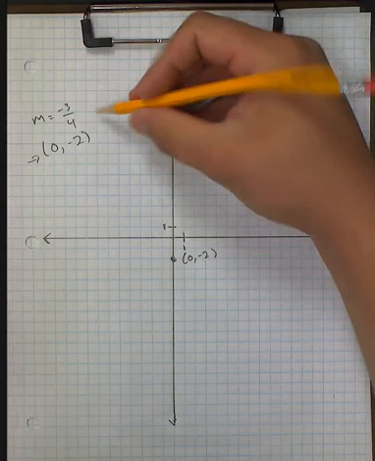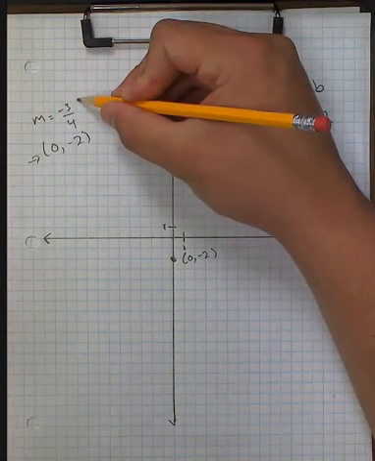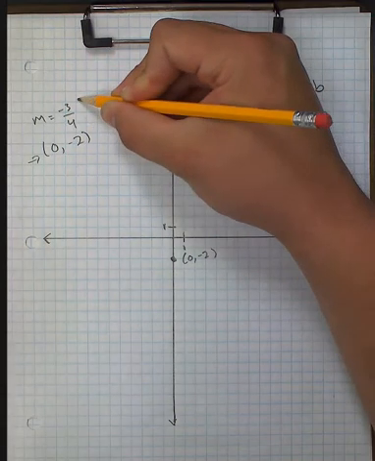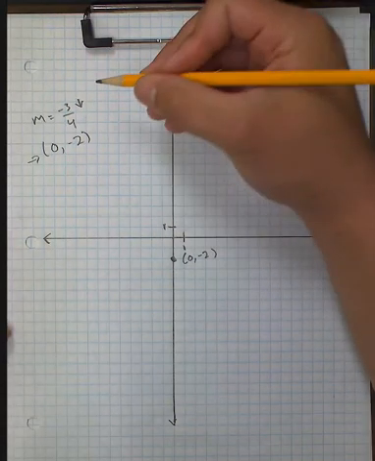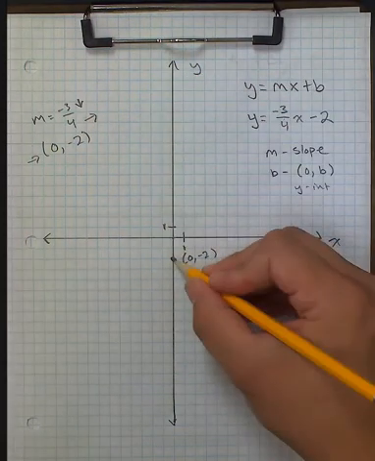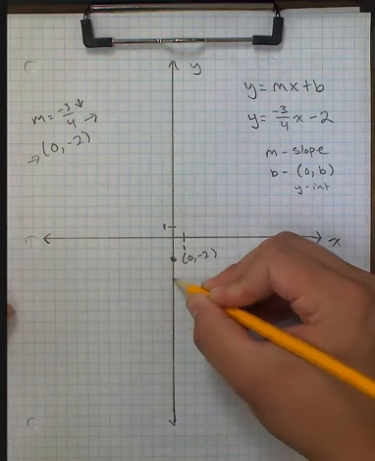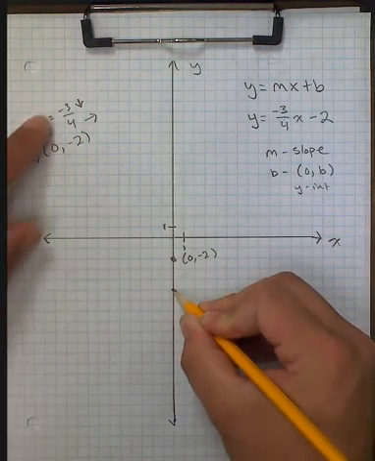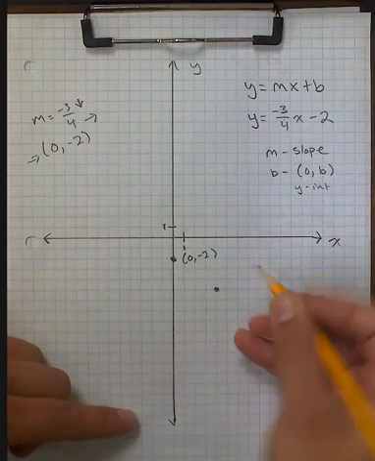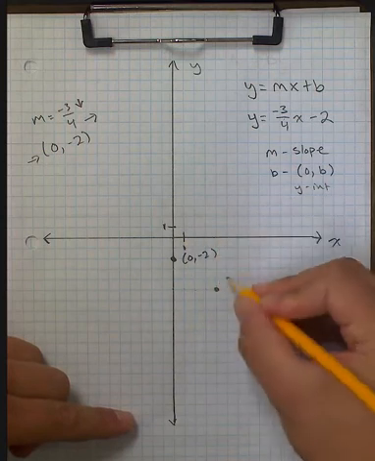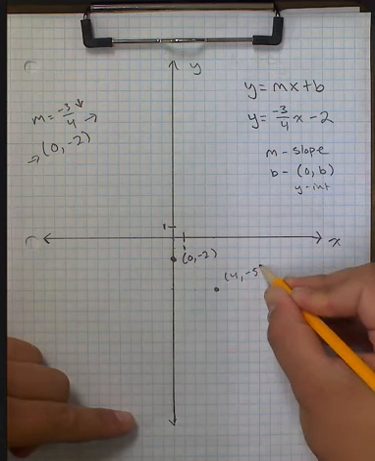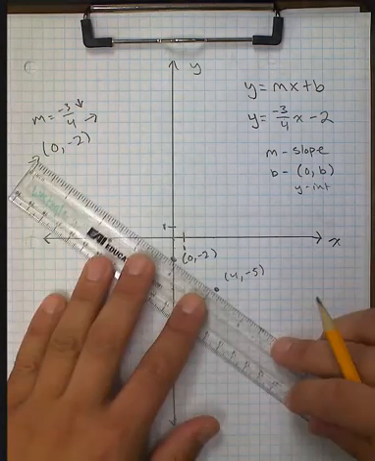And then slope is always rise over run. The top number tells me how much to go up or down. The bottom number tells me how much to go left or right. Since the top number is negative, I go down 3 units. The bottom number is positive. I go to the right 4 units. So down 3 units, 1, 2, 3, over to the right 4 units, 1, 2, 3, 4. Here is my other point, and this point is 4, negative 5. And what you have is 2 points.